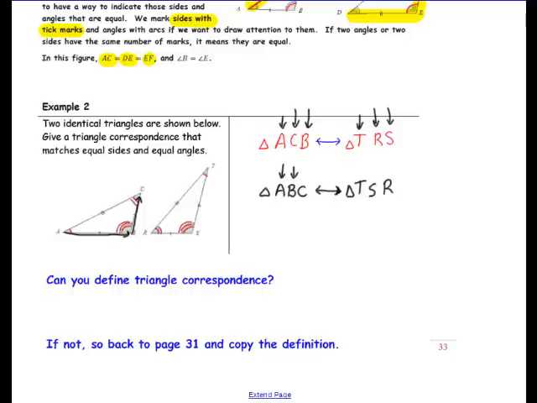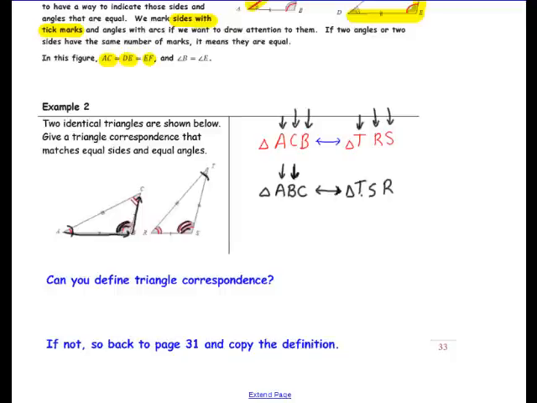And then I'm just going to double check. A has one tick mark and T has one tick mark. And then the second letter B has three tick marks, and the second letter S has three tick marks. Okay, so I know that that is correct. All right. The order of the letters does matter because the angles correspond to each other, so be careful about that.